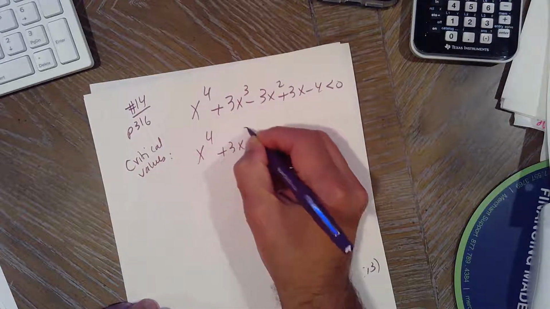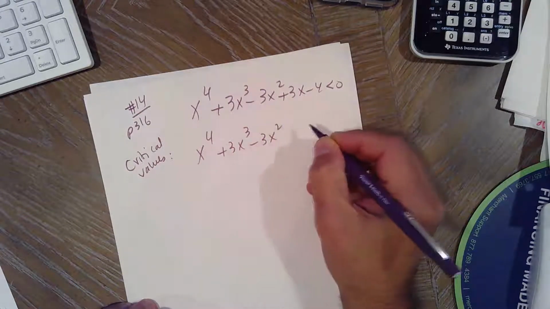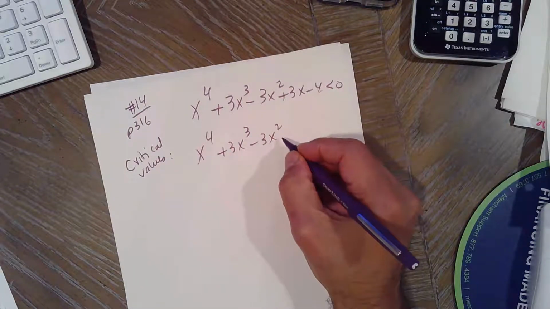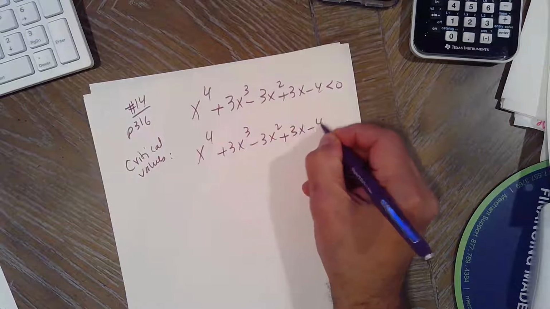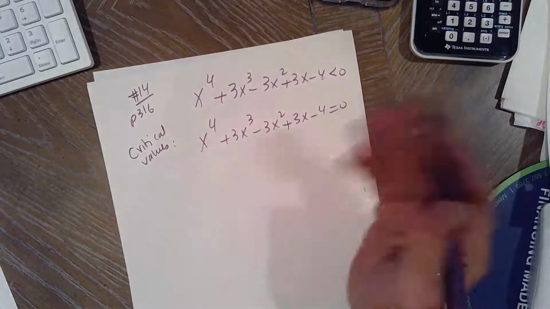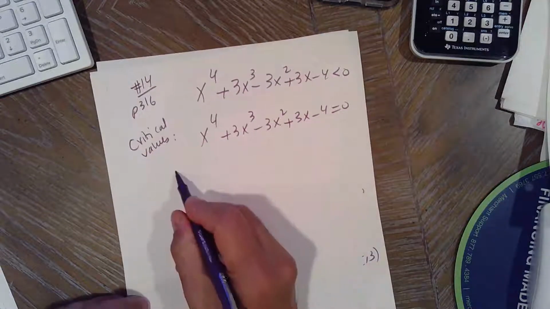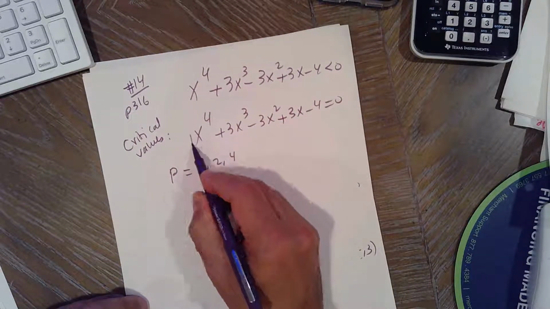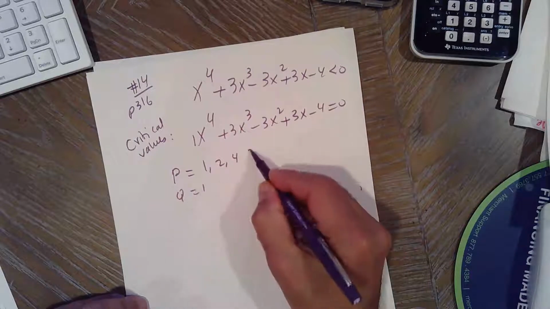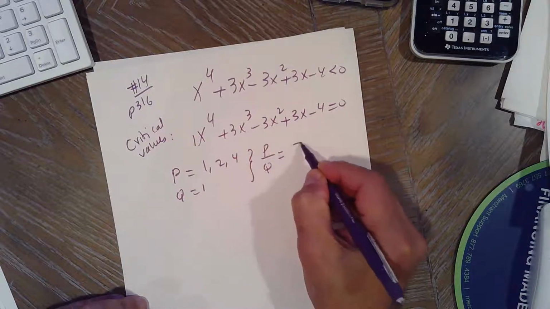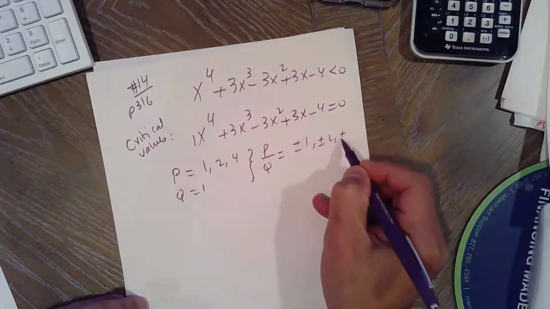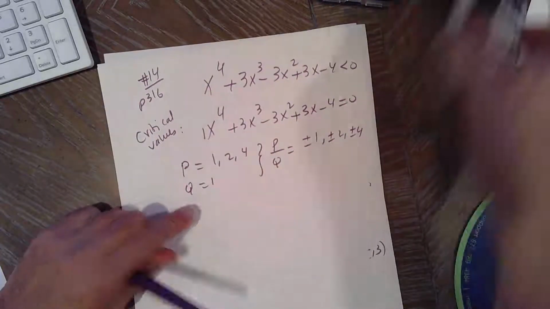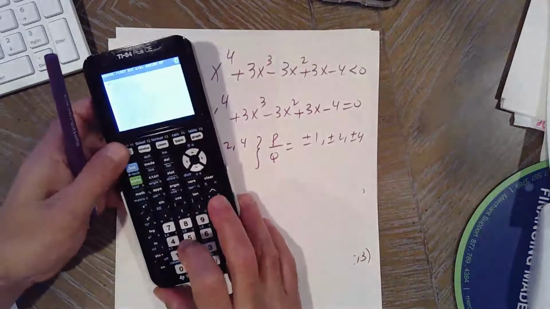Now we have to do what we learned in 3.3, 3.4, and 3.5: finding the zeros, the rational zero theorem, and all that. So P over Q, where P is a factor of 4 and Q is a factor of 1. These are the possible rational zeros: plus or minus 1, 2, and 4. Then we put it in our calculator to see which one we should divide by first.